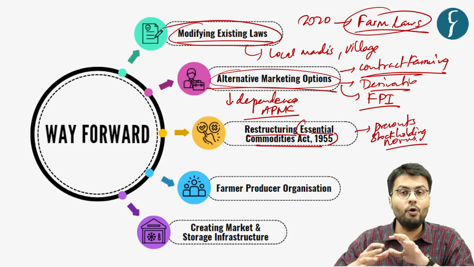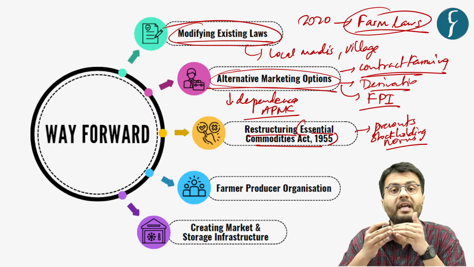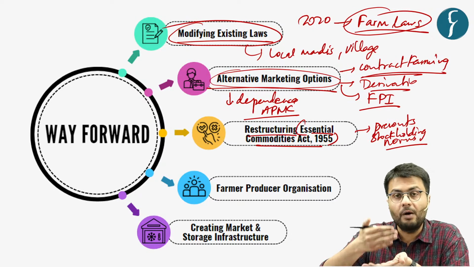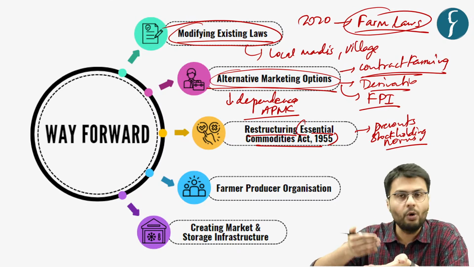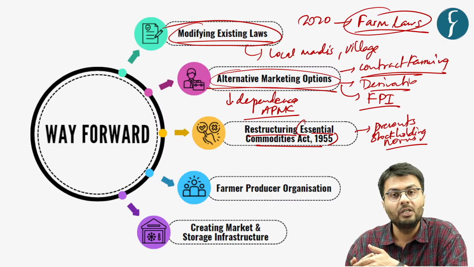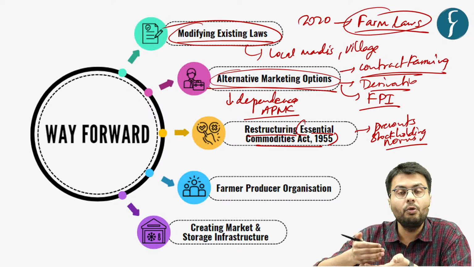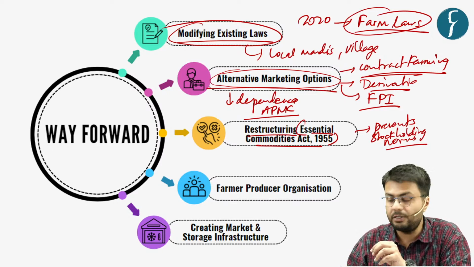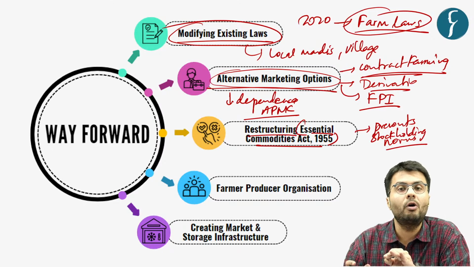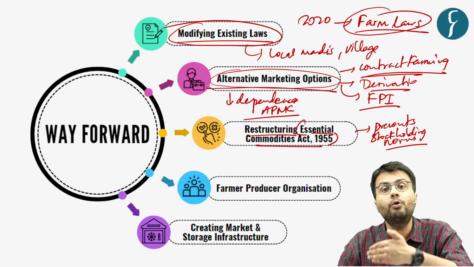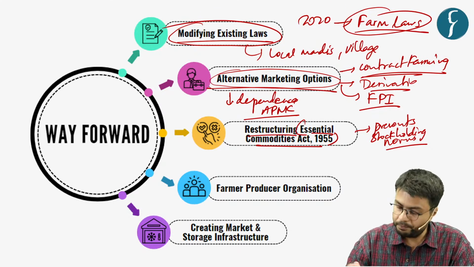Understood. So, first of all, there is a need to modify existing laws which enable farmers to sell directly to local mandis and food processing industries, and also enable these local mandis and food processing industries with liberalized stockholding norms in order to encourage them to procure directly from farmers.